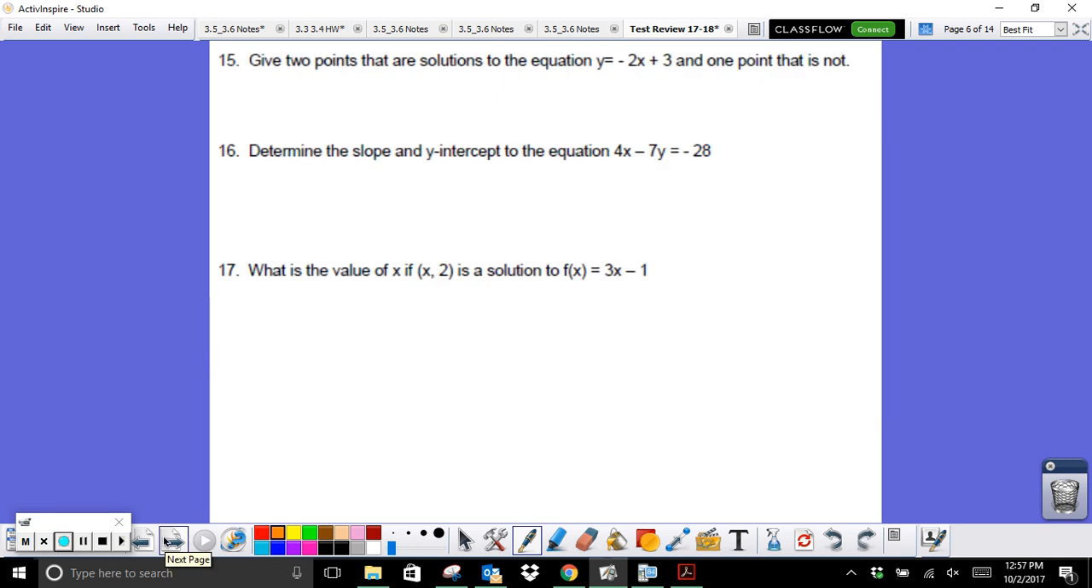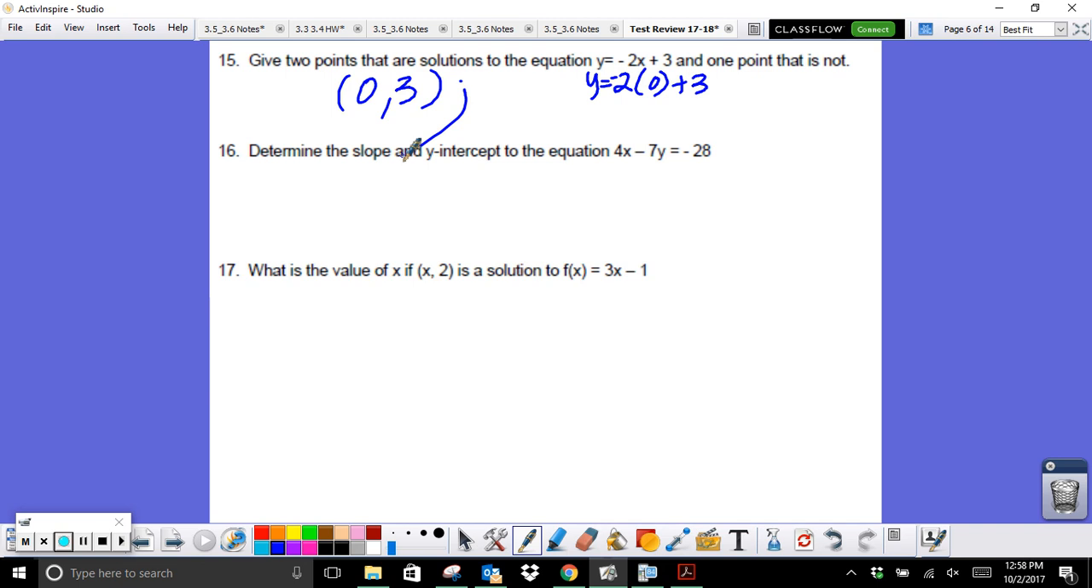15. Give 2 points that are solutions to the equation y equals -2x plus 3 and 1 point that is not. There's multiple ways to do this. Here's what I would do. I would just pick an x value. So let's say I take an x value of 0 and I plug that in. I would have y equals -2 times 0 plus 3. -2 times 0 is 0 plus 3 is 3. So there we go. There's 1 point that's on the line.